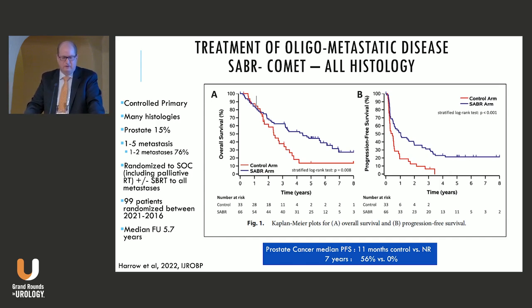And what you can see is progression-free survival on the right and overall survival on the left were both substantially improved with radiation therapy, not to the primary, but to all areas of metastatic disease, with that number being between 1 and 5. In the subgroup of prostate cancer patients, which was small, median progression-free survival was 11 months with standard of care alone versus not reached, and 7-year progression-free survival was 56% with systemic therapy plus radiation to metastases versus 0 in those that got systemic therapy alone. So that's the trial that we have with the best follow-up in the setting of oligometastatic radiation therapy.